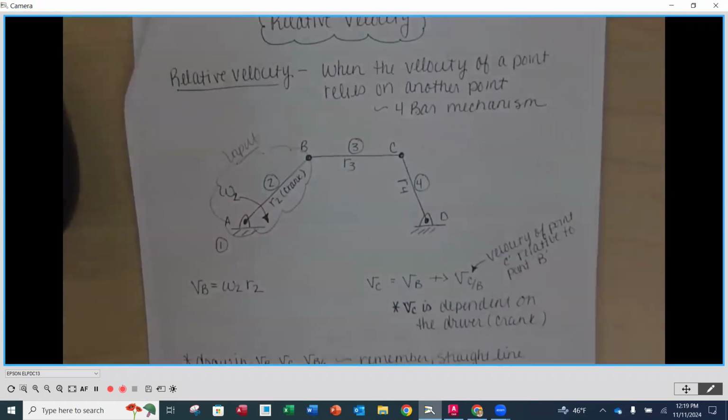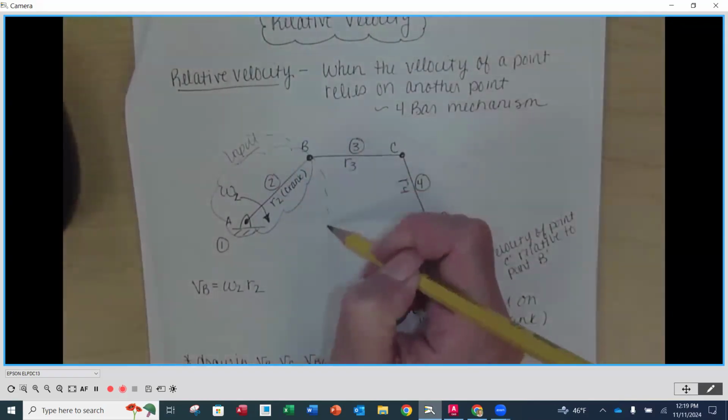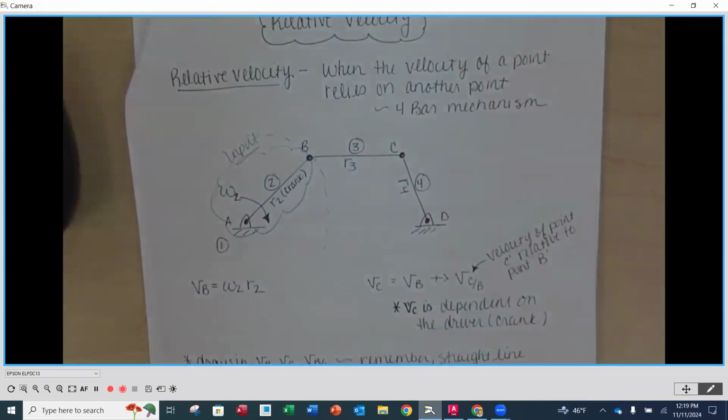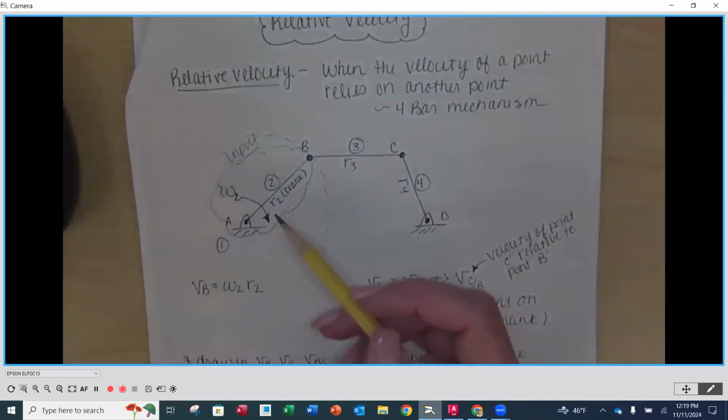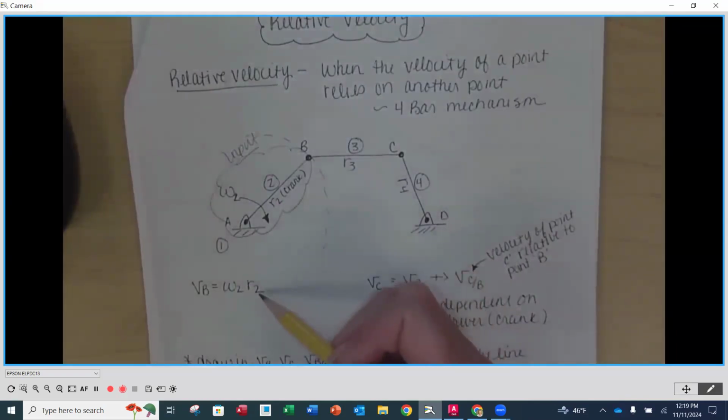Now, the furthest point out is what's then connected to our next link, so we usually want to know what's happening there. So the velocity of B, for instance, because it is only going to rotate around that fixed center as link number 2 does, is going to be equal to the angular velocity of link number 2 times the distance it is away from its center of rotation. So R2, if we know that number, we can calculate the actual magnitude of the velocity of B.